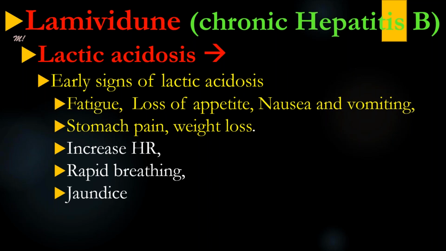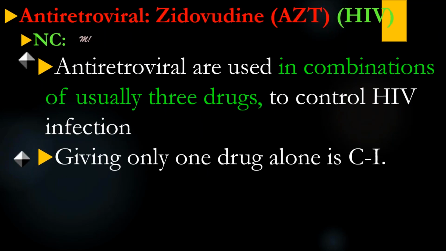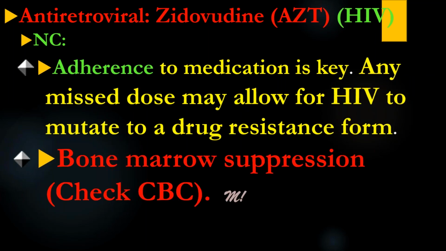Lamivudine is for hepatitis B. Lactic acid. The zidovudine is an antiretroviral used in combination. It can be used with other drugs. This zidovudine or AZT needs to be taken. It's a cornerstone of HIV treatment. Cornerstone means that it's the principal, the main drug to treat HIV. Without this treatment, there is no treatment. Okay, so it can lead to bone marrow suppression. Who else has bone marrow suppression? The ganciclovir, the AZT, that is the zidovudine.